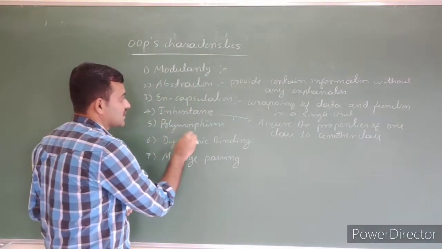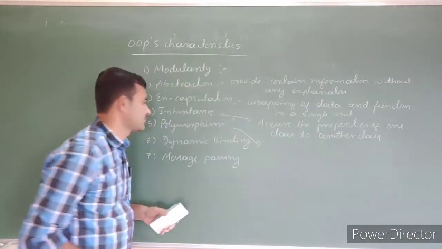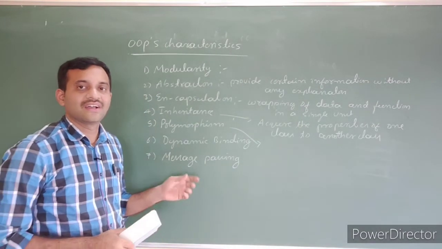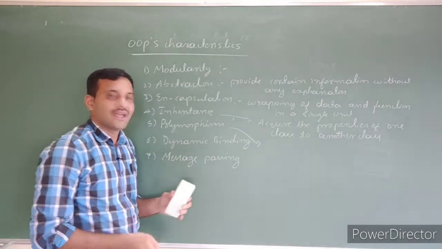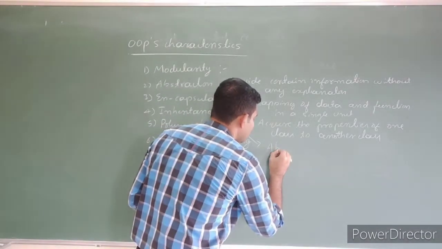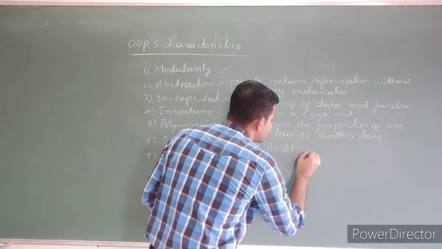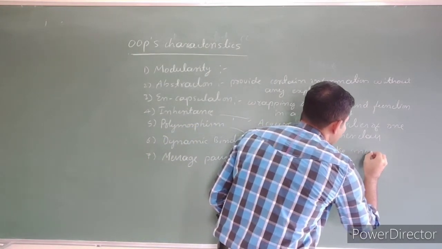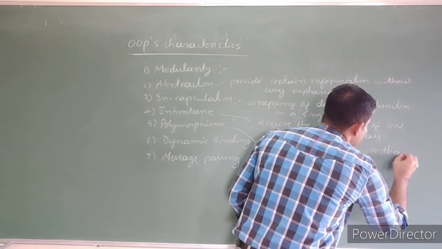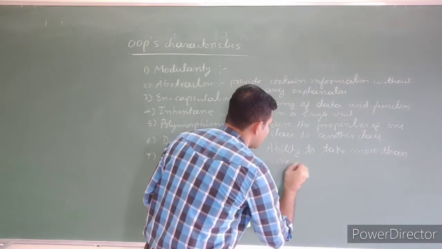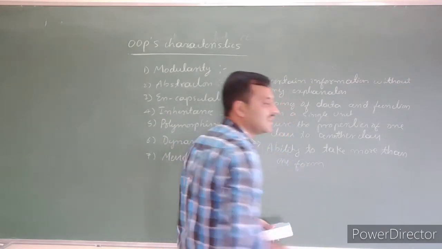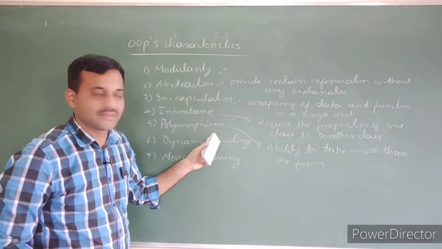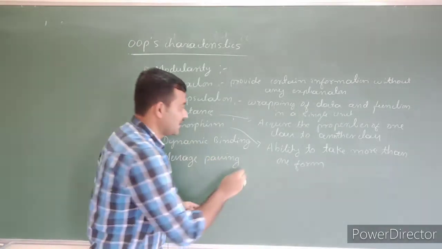Then polymorphism. Next, the fifth one is polymorphism. Here poly is a Greek word. Polymorphism means ability to take more than one form. That is called polymorphism.